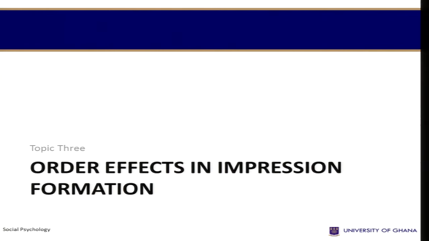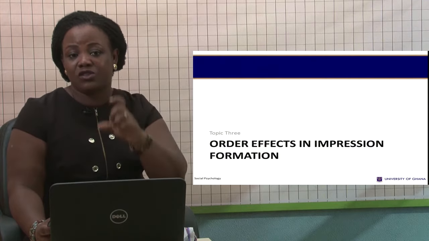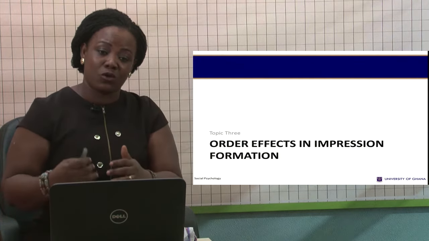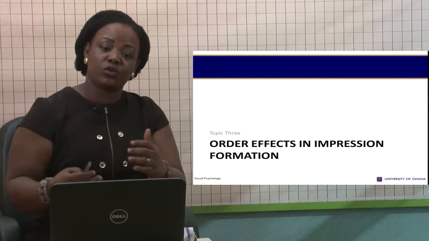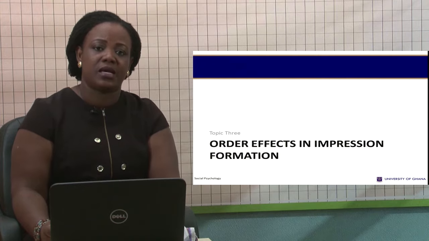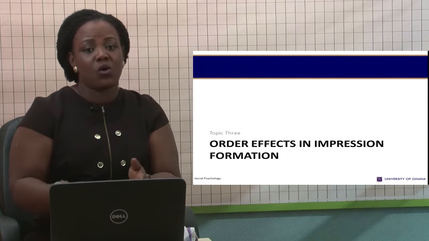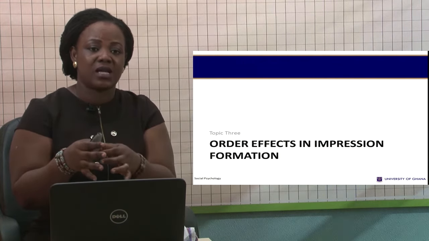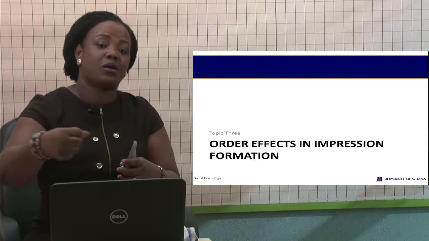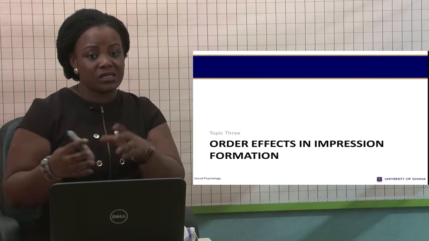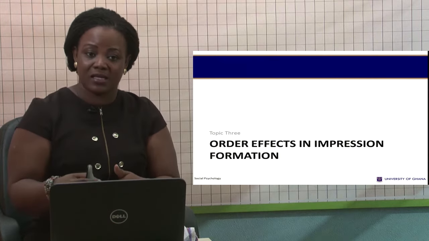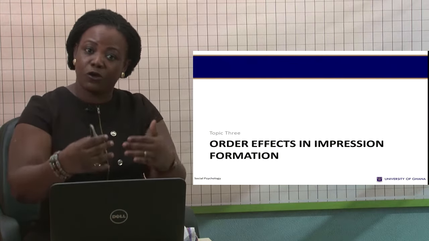When we are forming impressions, we are not only looking at central traits. In addition to central traits, we also look out for the order in which we receive information. So here we are going to talk about the order effects in impression formation. Note that when we try to define the concept, we said it is a process that involves the receipt of several bits of information. So what it simply says is that the information does not come at once. Some come before others. So there is an order in the flow of information.